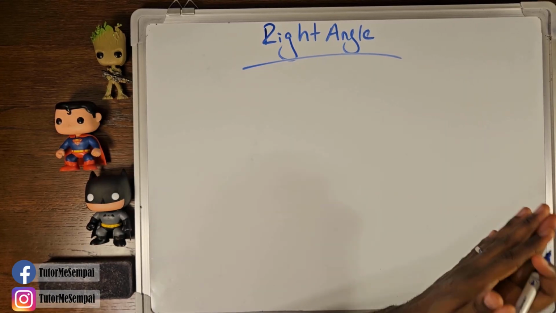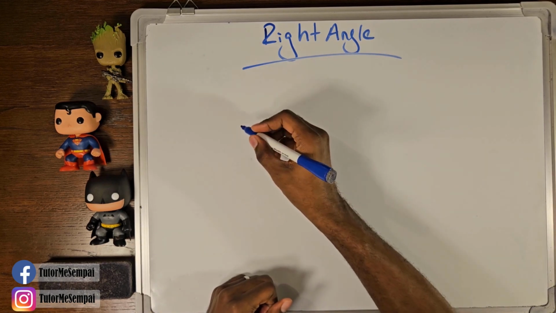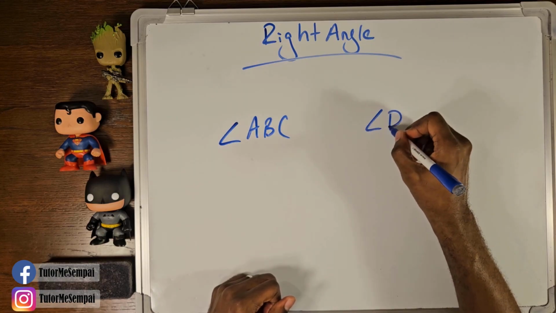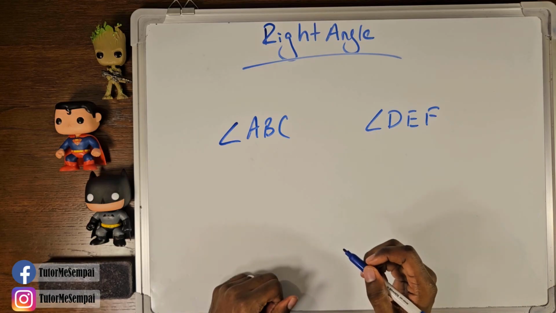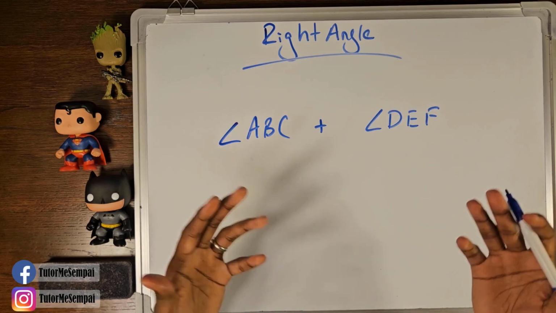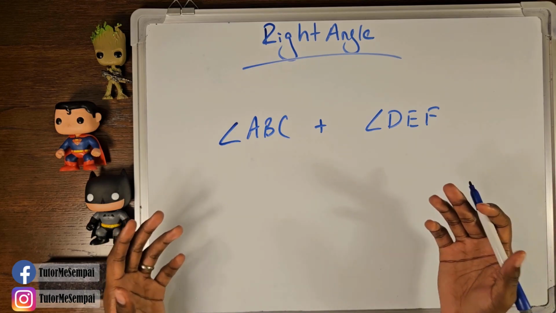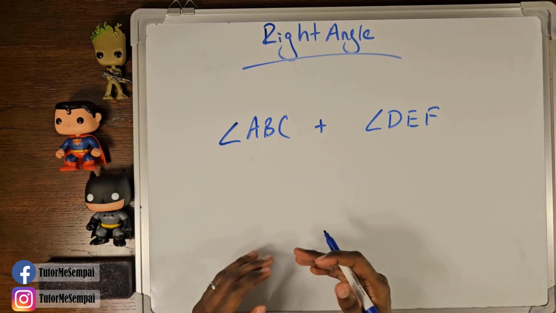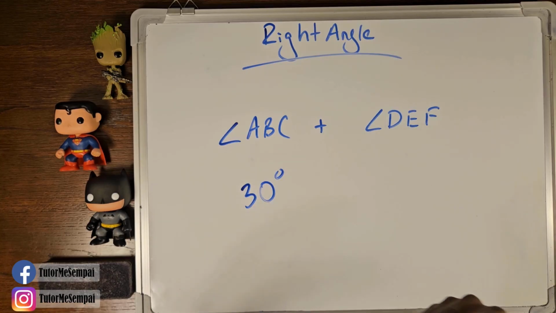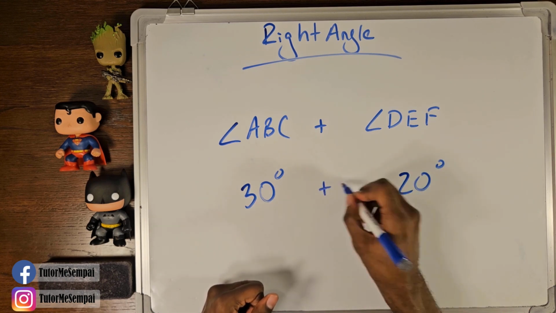But before we get into all of those, let's actually talk about how to add and subtract your angles. So let's say we have two angles, angle ABC and angle DEF, and we wanted to add these two angles. Well, the first thing you're going to need to do is figure out what their angle measurements are. Whether you use a protractor or something else, you got to figure out what these angles are. So let's say we know that this angle here, ABC, is 30 degrees, and we know that this angle is 20 degrees, and we wanted to add them.